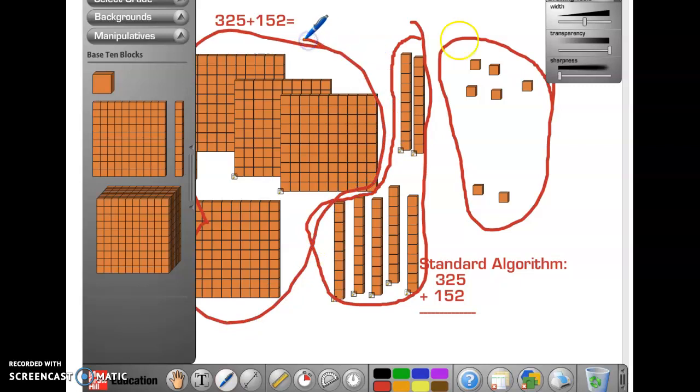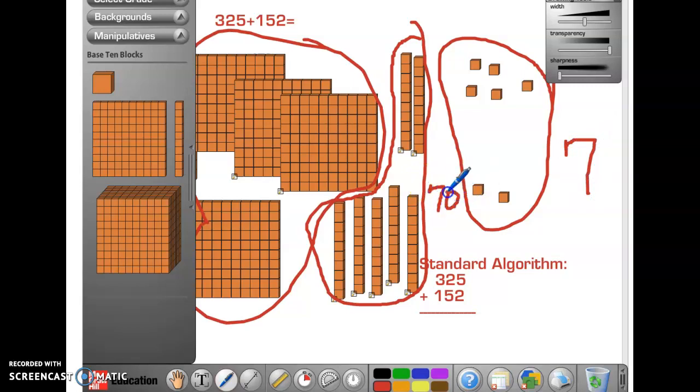Okay, so I see that if I add my ones together, I have five ones plus 2 ones. My answer is 7 ones. I'm always going to start with my ones whenever I am using my standard algorithm, just in case I need to regroup later. When I add my tens, I see that I have 2 tens plus 5 tens. That's 7 tens, or 70.